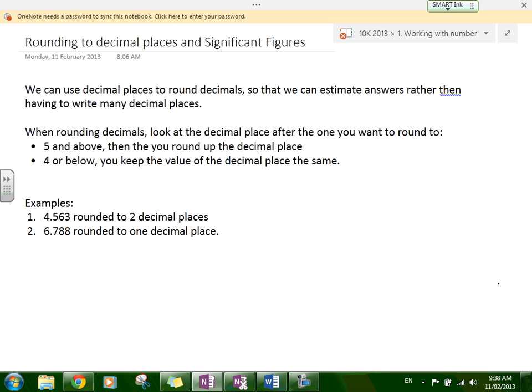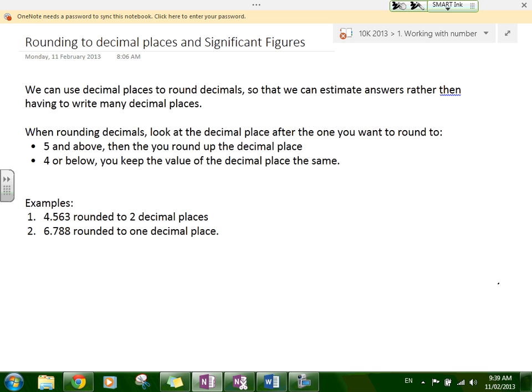So, when rounding decimals, if you want to round to the second decimal place, you look at the one next to it. You look at the third decimal. And if it's 5 and above, you round that second decimal place up. If it's 4 or under, then you keep that decimal place the same. Alright, so 5 and above, you round up, 4 and below, you keep the same. Alright, so we're going to do a couple of examples here.